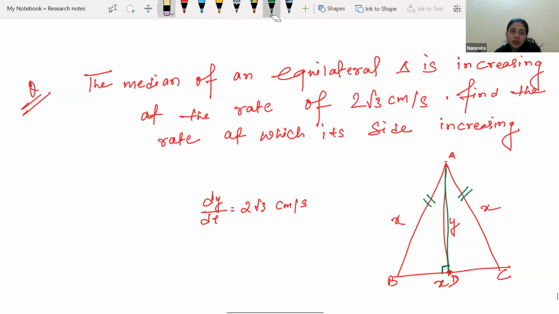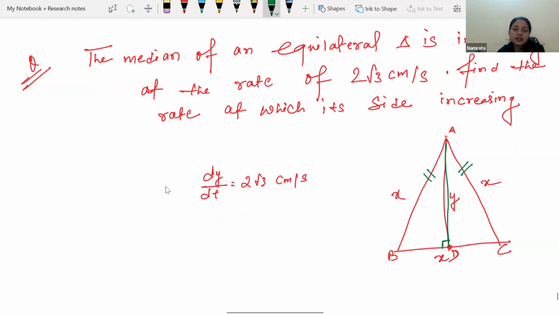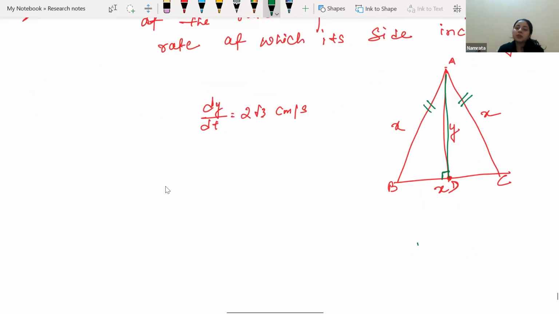Altitude means it will make 90 degrees with the base BC. Since it will make 90 degrees, now you can see Pythagoras theorem we can apply for triangle ABD, which is hypotenuse square is equal to perpendicular square plus base square. What is base? Base is BD, and we know it is median, so this will become x by 2, this will become x by 2. The side x is getting cut into two equal parts, so it will be x by 2 whole square.